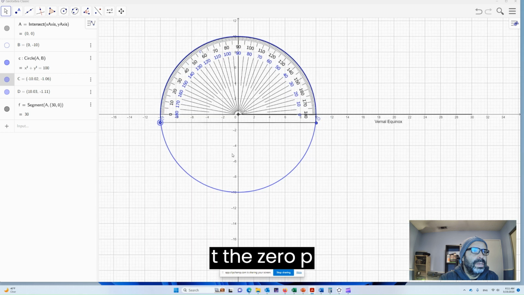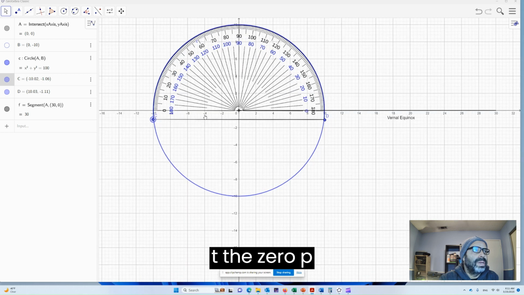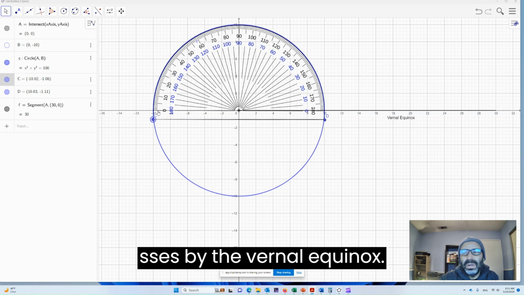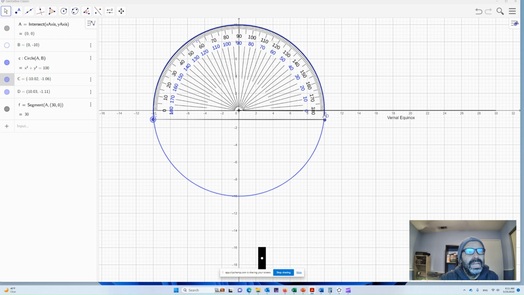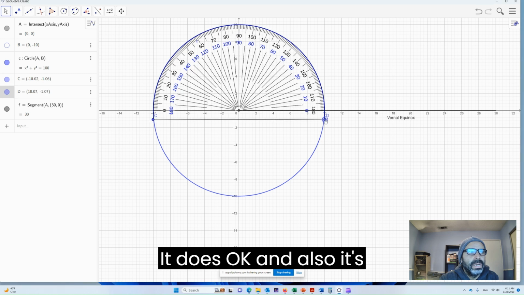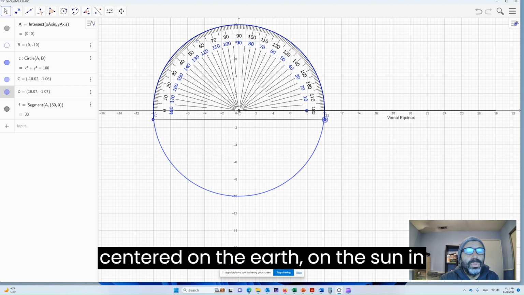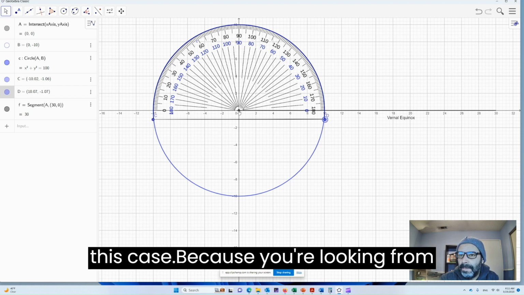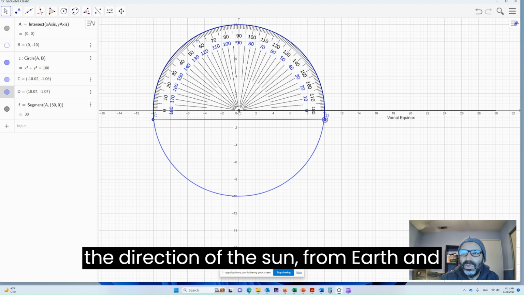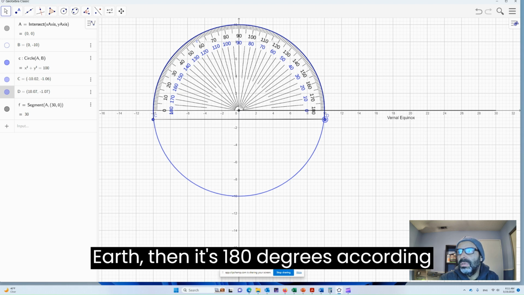If I zoom in a little bit, and sometimes you have to be a little bit careful because your alignment might not be exactly perfect. So make sure that it's aligned, meaning that the zero passes by the vernal equinox. And it does. And also it's centered on the sun in this case, because you're looking from the direction of the sun from Earth. And Earth then is at 180 degrees according to the table.